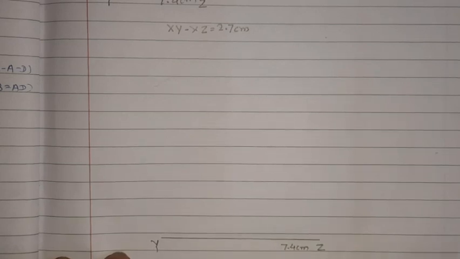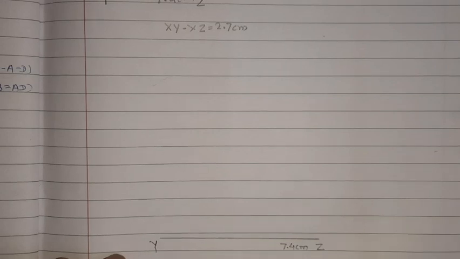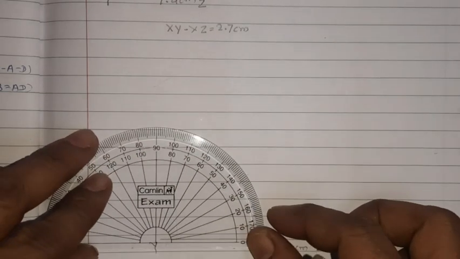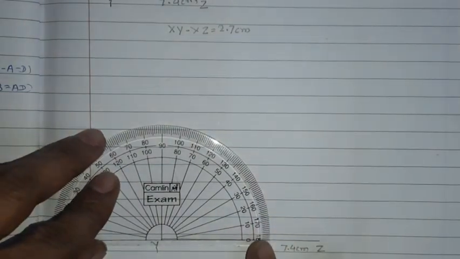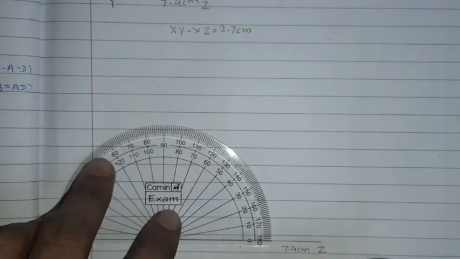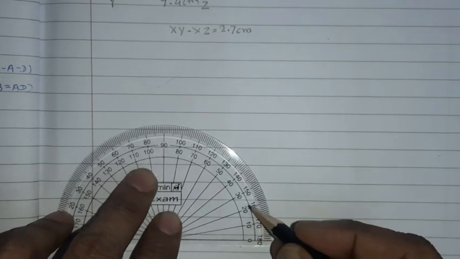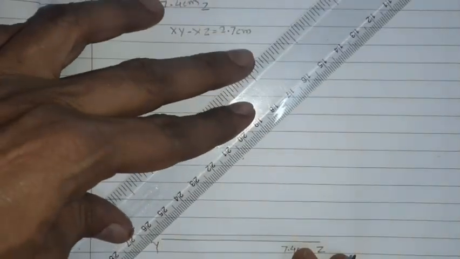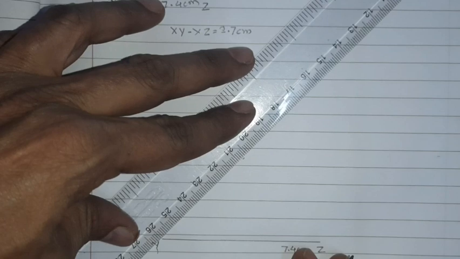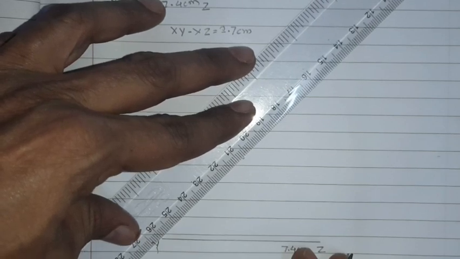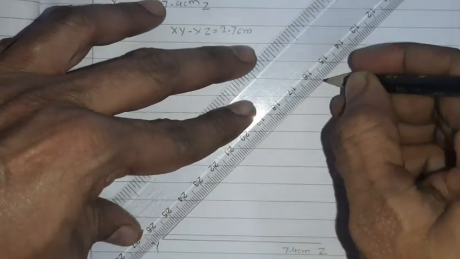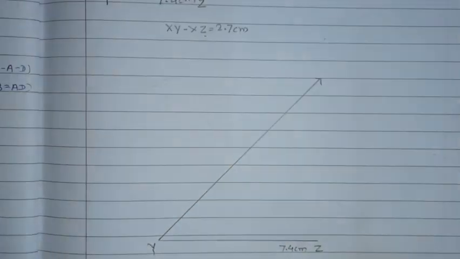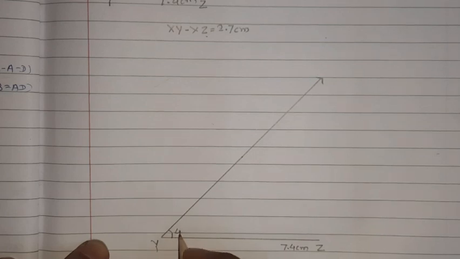7.4 centimeter. Then at the point Y we have to make the angle of 45 degrees. By using this protractor we can see Y, and here it is 45 degrees: 0, 10, 20, 30, 40, and this is 45. Therefore dear student, we can draw one ray like this. Then the angle is of 45 degrees.